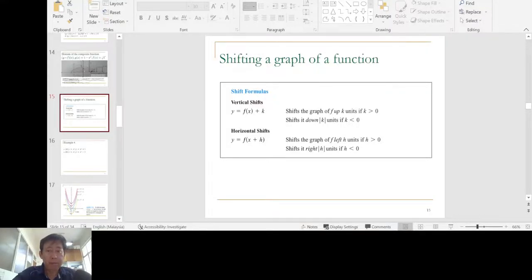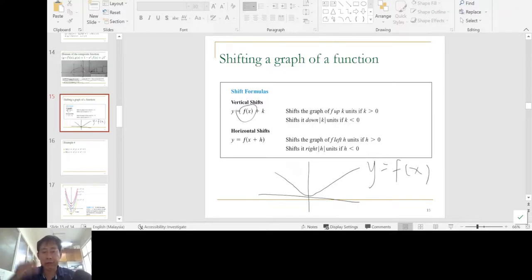In this part of the video, we are going to discuss how to shift a function vertically and horizontally. A function that is given, say y equals f(x), would have a shape. Usually the function, say this is a function of y equals f(x). You can shift the graph vertically up or vertically down, shift it to the left or shift it to the right.